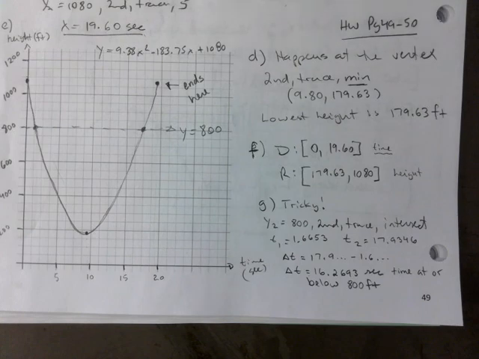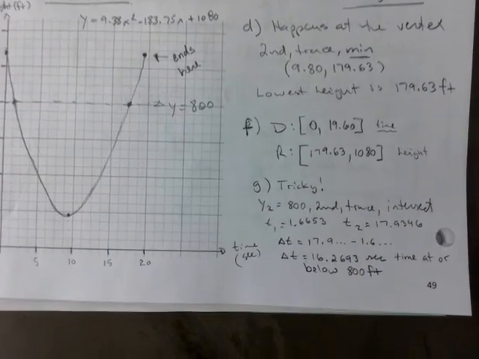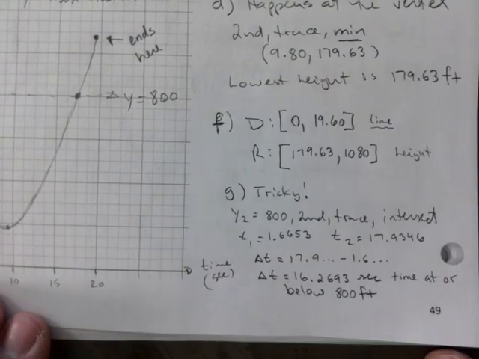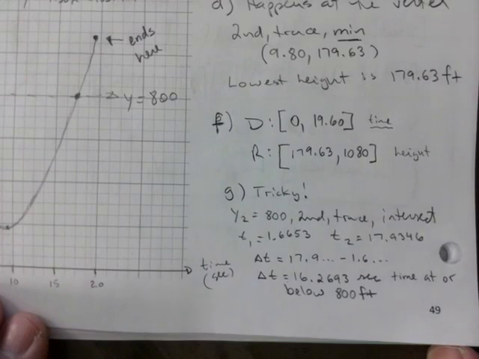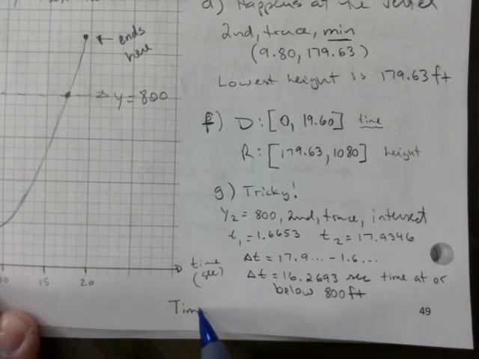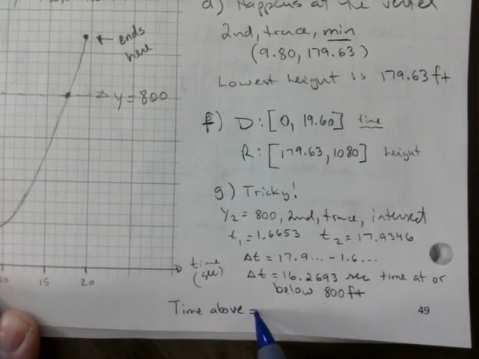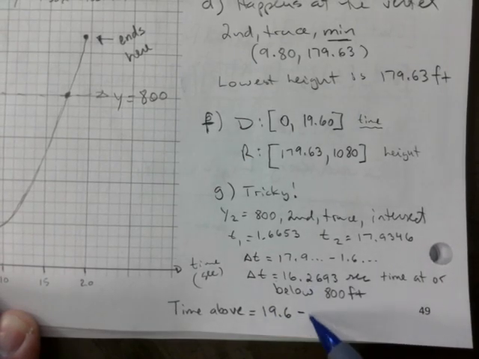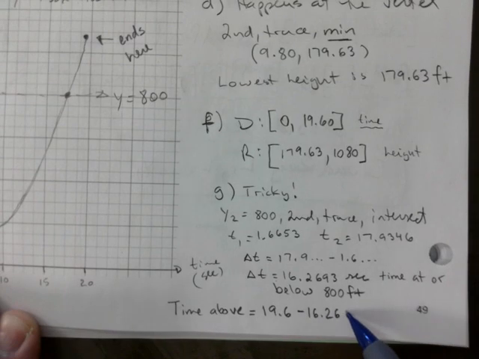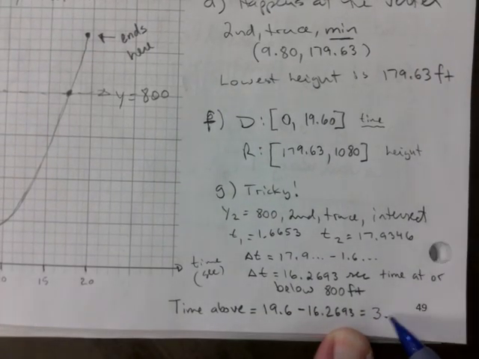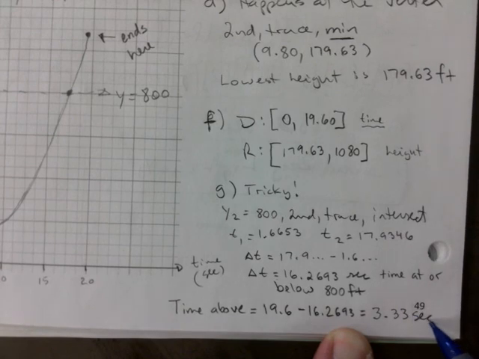I'm going to zoom into just that corner. What does the question ask for? At or above. That's what the question is asking. Time above is going to be the total flying time of the stunt minus the 16.2693. And that is 3.33 seconds.